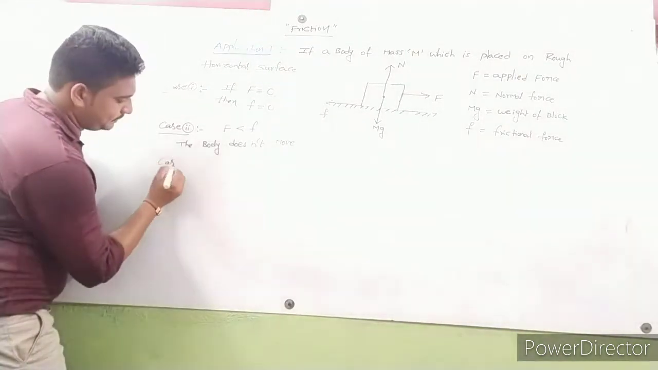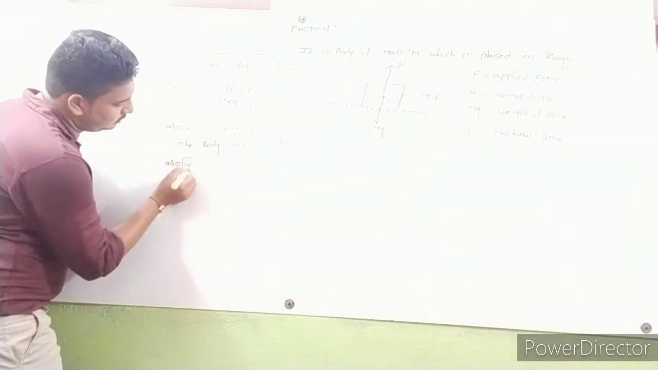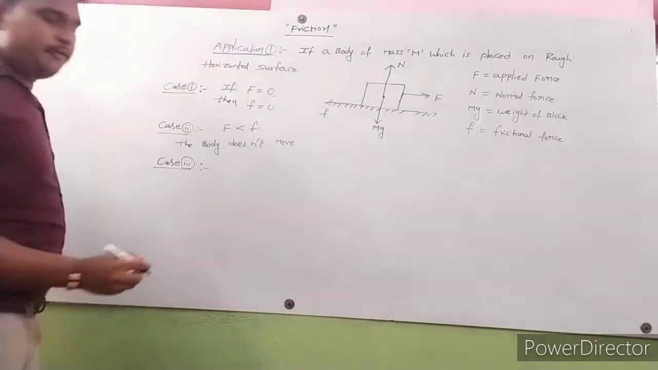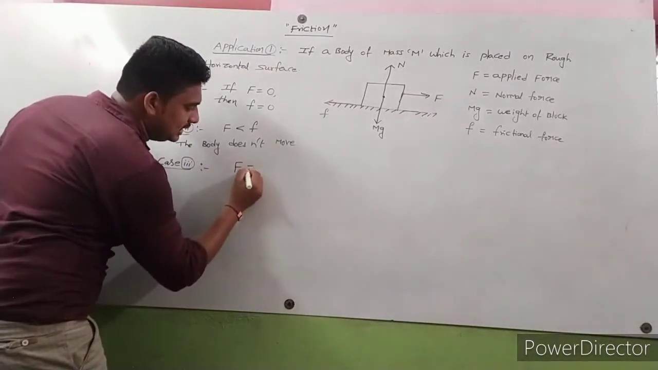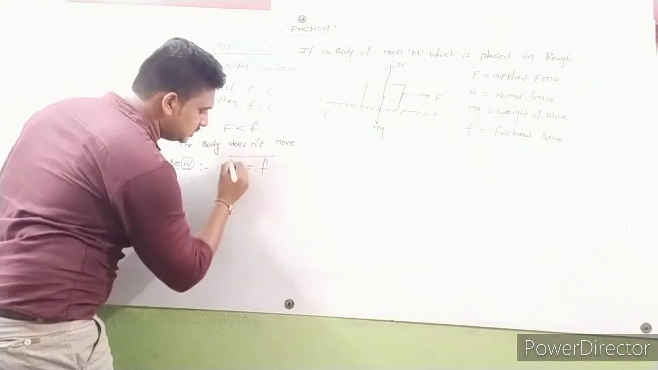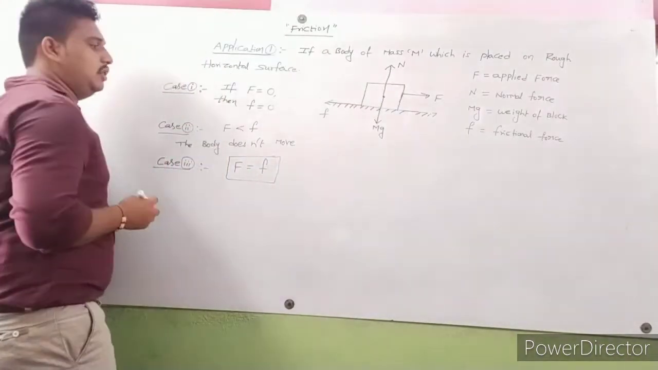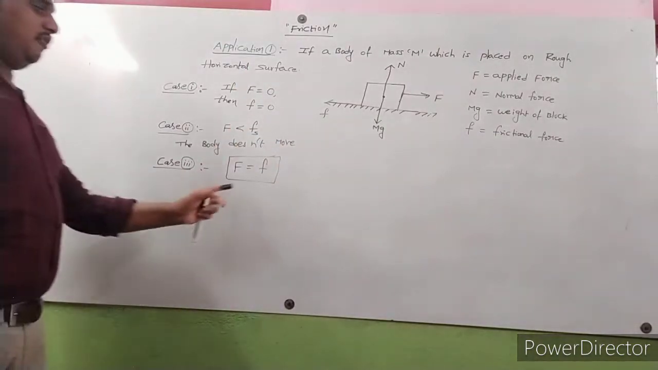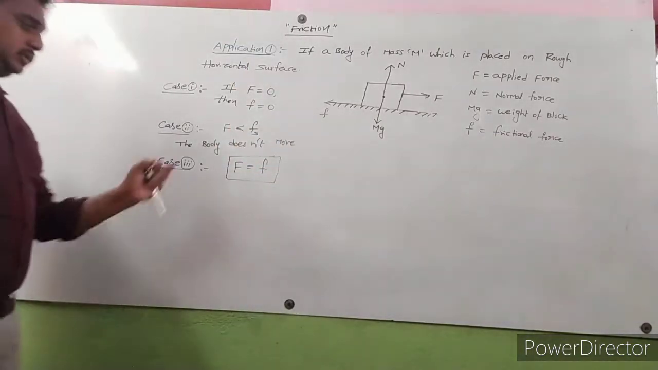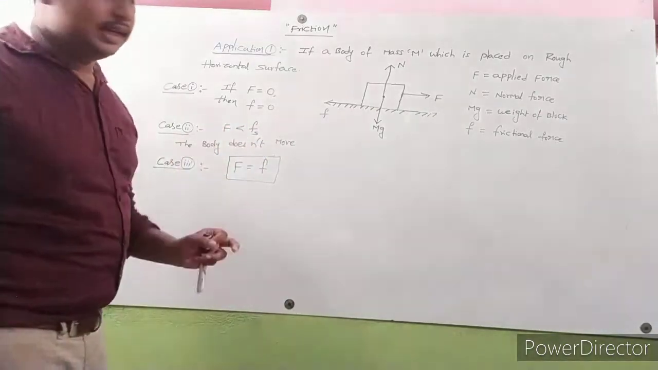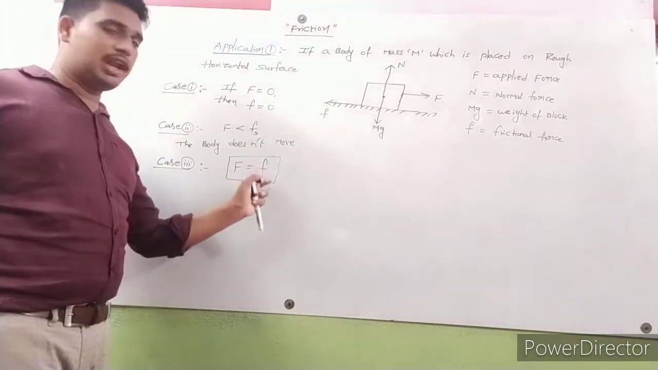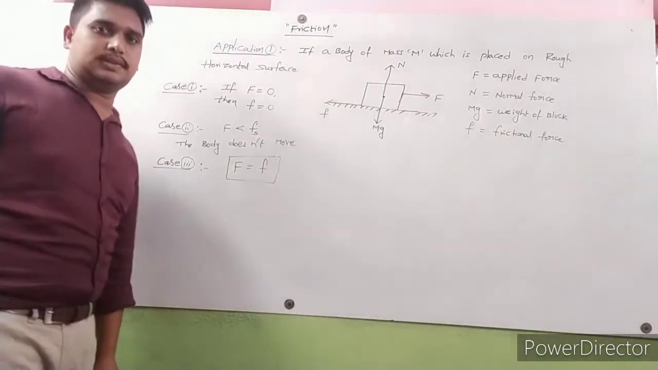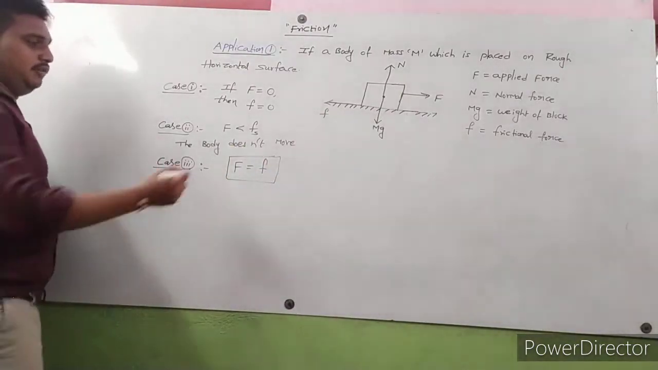Case 3. If applied force is equal to frictional force, initially the body doesn't move, that is static friction. F is equal to f. Capital F is equal to small f, that is, F means applied force, small f means frictional force. Applied force is equal to frictional force.